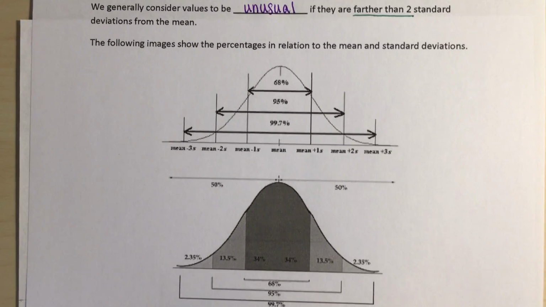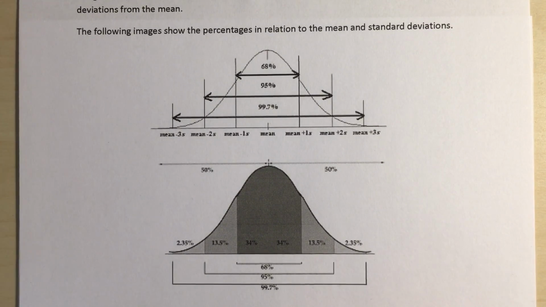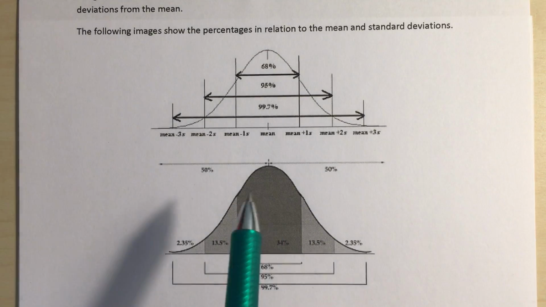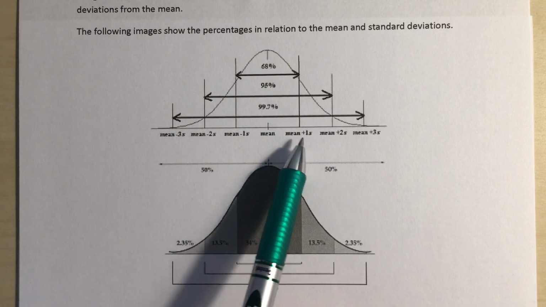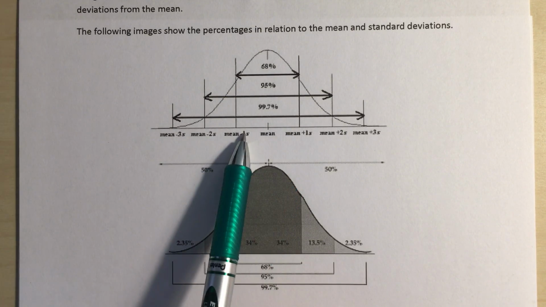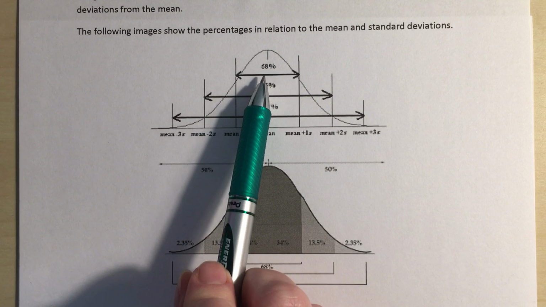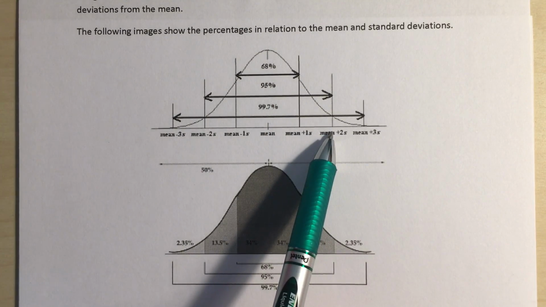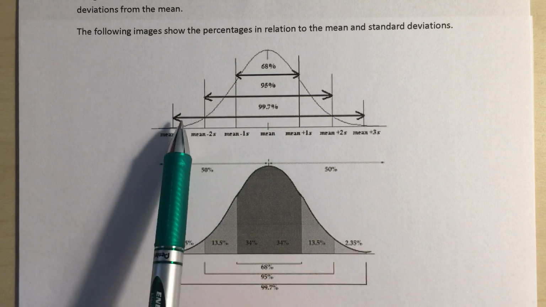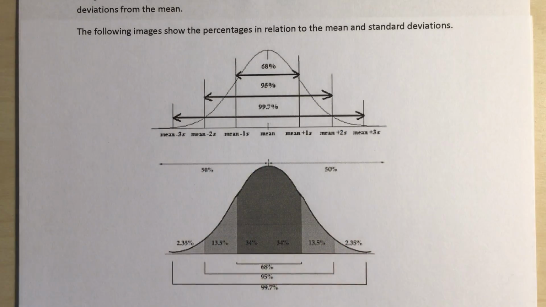So what we see here in these pictures are a couple of visual breakdowns of our empirical rule. In this top one, we see just the basic empirical rule. We have our mean in the middle. We're moving out to 1 standard deviation. As we move out to 1 standard deviation, we see 68% in here. As we move out to 2 standard deviations, we see 95%. And then 3 standard deviations, we see 99.7%.